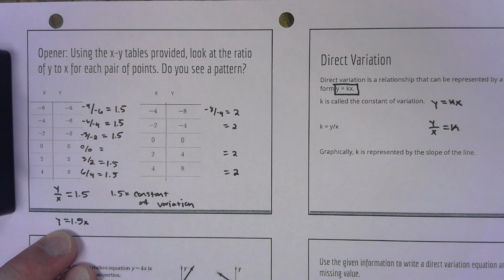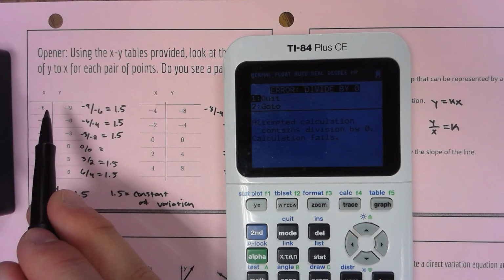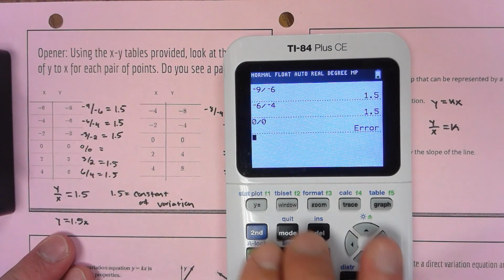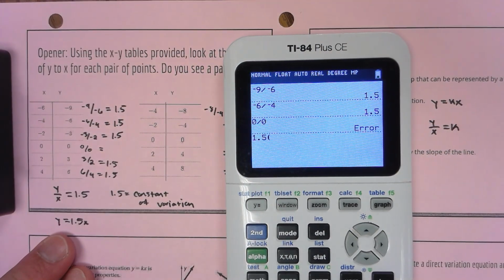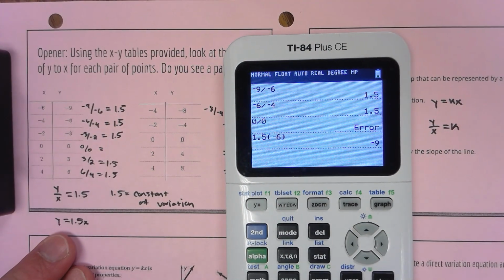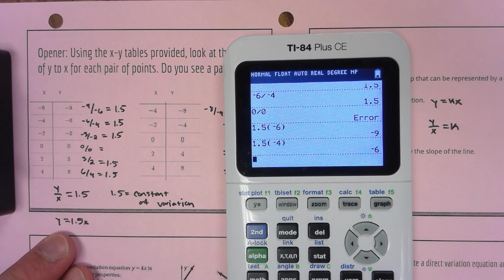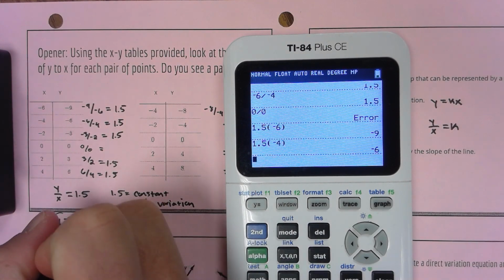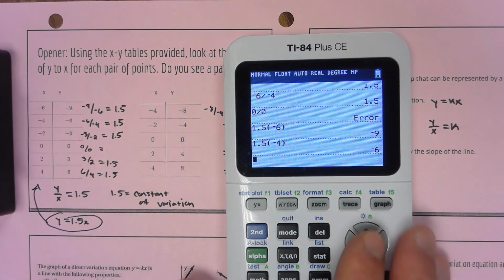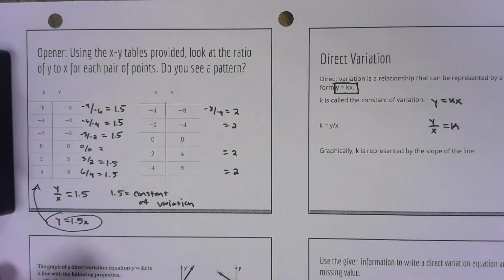Okay, and we could check that. If I take this x value of -6 and I multiply by 1.5, I should expect to get -9. So 1.5 times -6, boom, -9. 1.5 times -4, -6. Okay, so this equation explains every single coordinate pair we have in that graph.